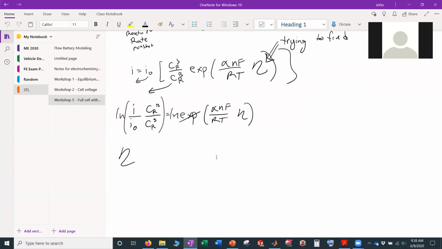So we'll see this eta, this overpotential, which we want, is going to be RT over alpha NF times the natural log of I over I naught times the concentration of the reactant in bulk over the concentration of the reactant at the surface. Sometimes this term is often ignored, probably not intelligently so, though.